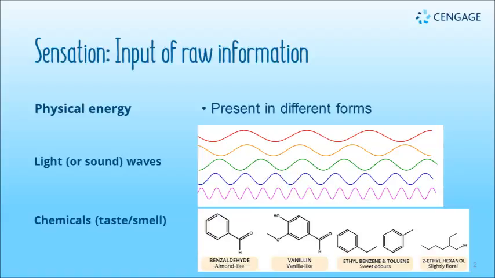Physical energy can also come in the form of chemicals. So here we've got the molecules that represent different types of odors. As these molecules float through the air, they enter your nasal cavity and they're detected by specialized receptor cells. As they attach to these receptors, they're processed and cause a chemical reaction. Eventually that information winds up getting sent to your brain.